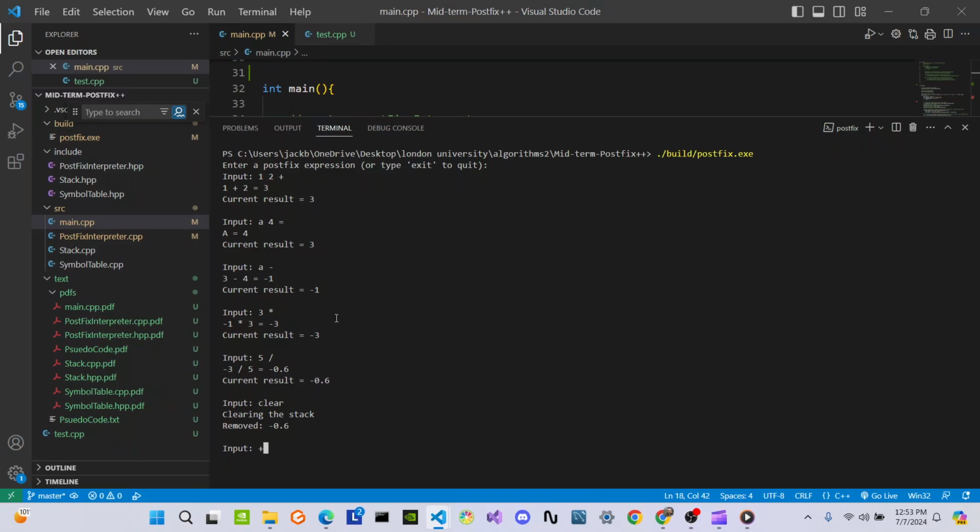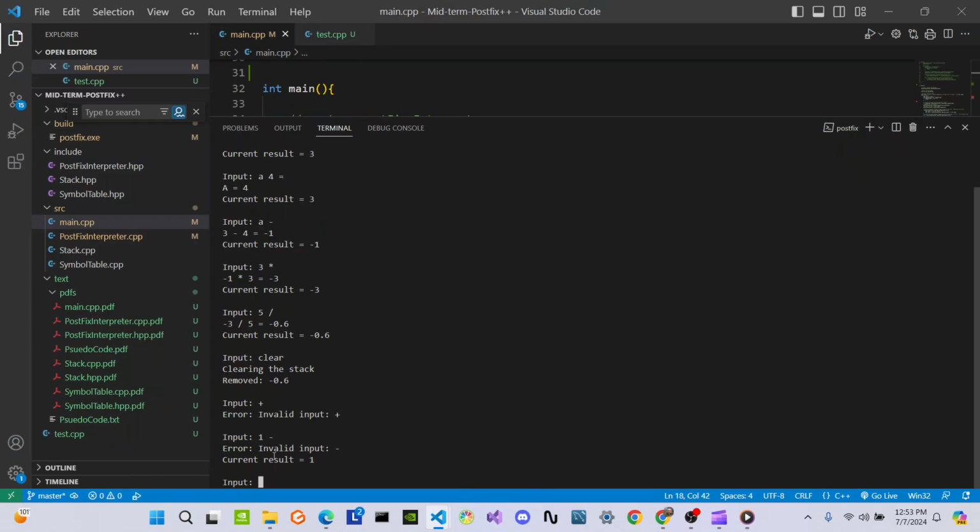There's error handling. There's nothing on the stack right now, so if I press plus, there's no valid input. There's only one item in the stack. It catches the error, but it doesn't actually remove the operands from the stack. It'll do divide by 0 errors, all types of errors.